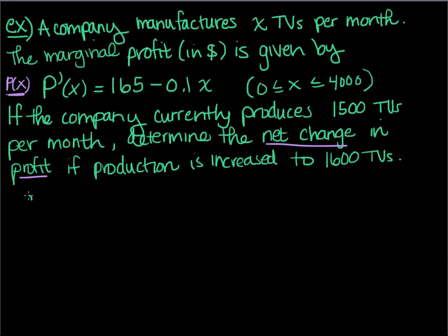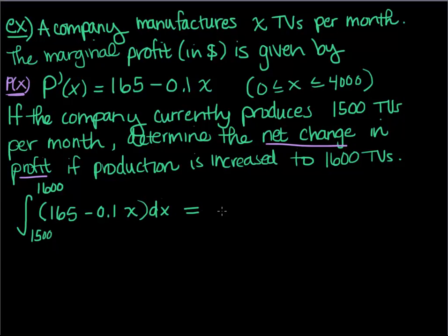I'm going to start with 1,500 TVs, okay? And I want to increase production to 1,600. So I want to know the net change in profit going from 1,500 TVs to 1,600 of my profit function. So if I put its derivative here, then when I take the antiderivative, I will get my profit function. Sweet. All right, let's see what happens.